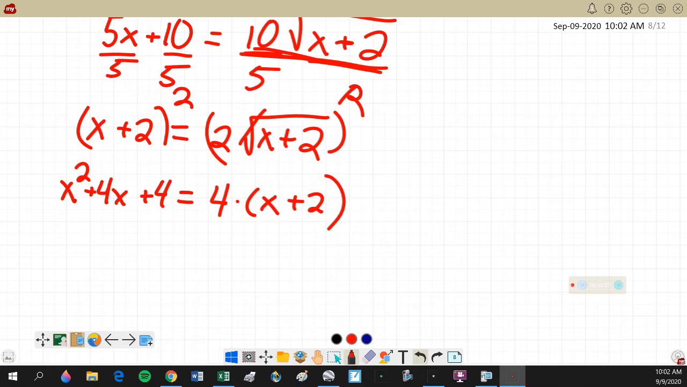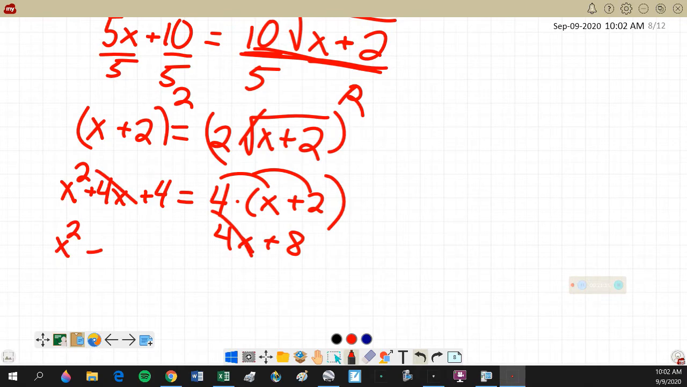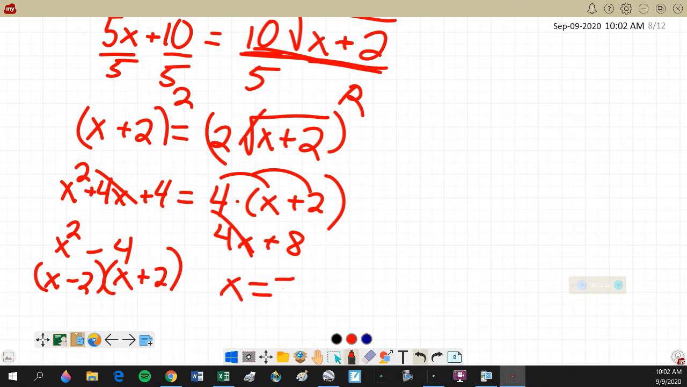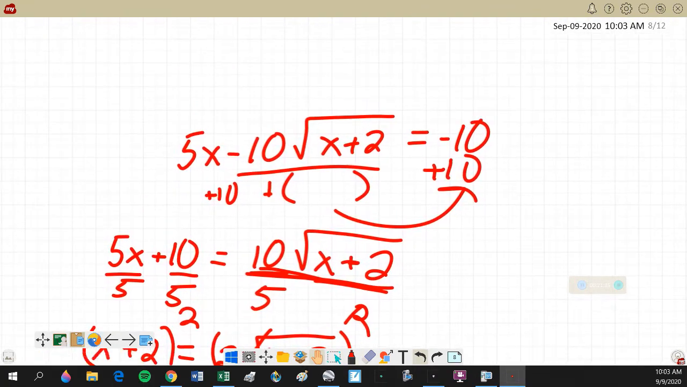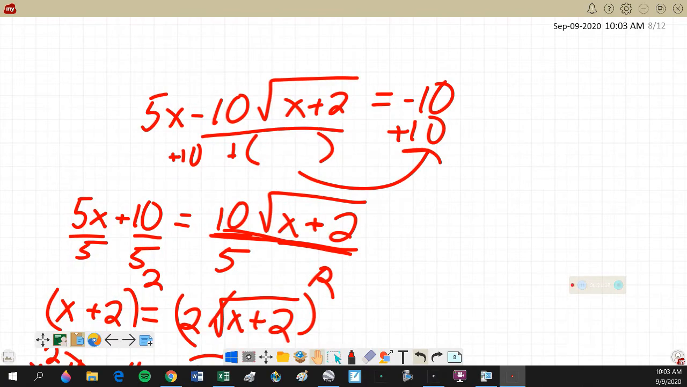I see x squared, which makes me think quadratic, which makes me think factor. In order to factor, everything has to be on the same side. We should distribute this, 4x plus 8, move that stuff over here, x squared, those go away, minus 4. That factors into conjugates, x minus 2, x plus 2. So my roots are x equals plus or minus 2. Do those work? I don't know. We're going to have to go back to the beginning and look, because the original equation was kind of messy, so it's hard to tell.